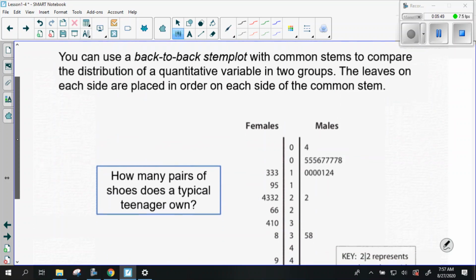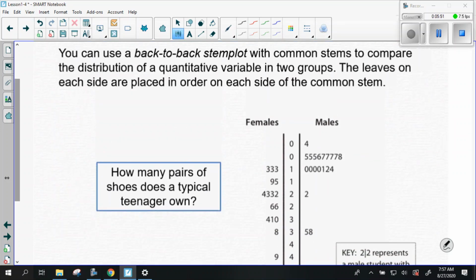Another thing that you can do is use a back-to-back stem plot. If I had common data, but it's separated by some difference, for instance, I asked some females and some males, we wouldn't want to group those all together, especially if we're talking about pairs of shoes and we'd like to know whether females have more pairs of shoes than males. We'd want to look at those two distributions separately.